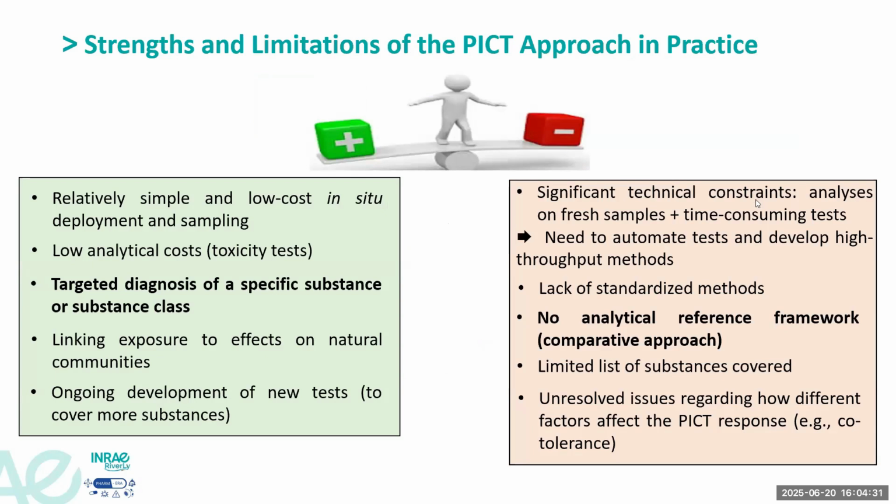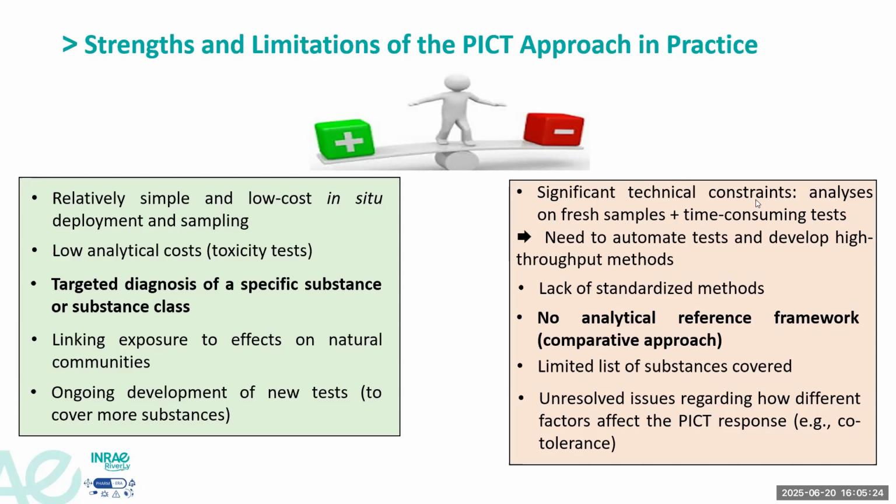So if we analyze the strengths and limitations of the PICT approach in practice, we can say that PICT is relatively simple and low cost, and the deployment and sampling is easy. There is also low analytical cost because it's not too costly to perform the toxicity test. It can allow us to focus on specific substances or substance classes. So this is quite a specific response. It can allow us to link exposure to effects on natural communities. So it is not always easy to clearly establish the link between community exposure and effects. And also, PICT is still under ongoing development to develop new tests and to cover more substances.